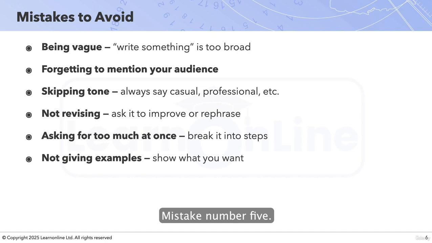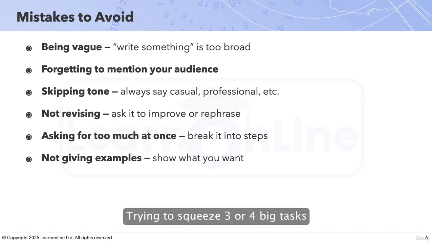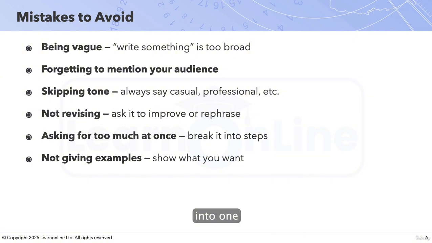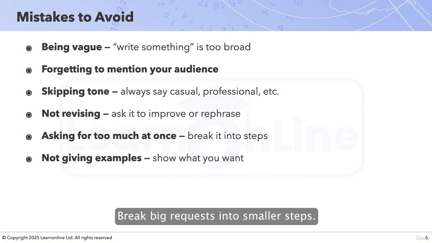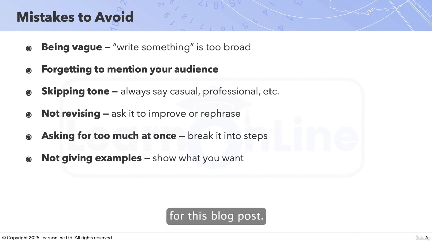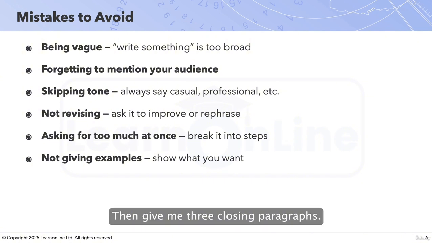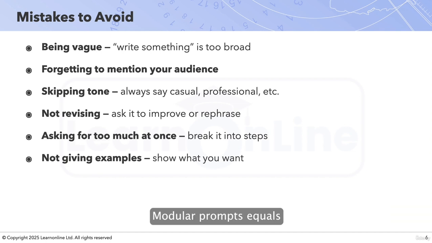Mistake number 5, asking for too much at once. Trying to squeeze 3 or 4 big tasks into one prompt can overwhelm the model and produce weak results. Break big requests into smaller steps. First, write a short intro for this blog post. Then, suggest 5 headings for the next section. Then, give me 3 closing paragraphs. Modular prompts equal clearer, more focused answers.